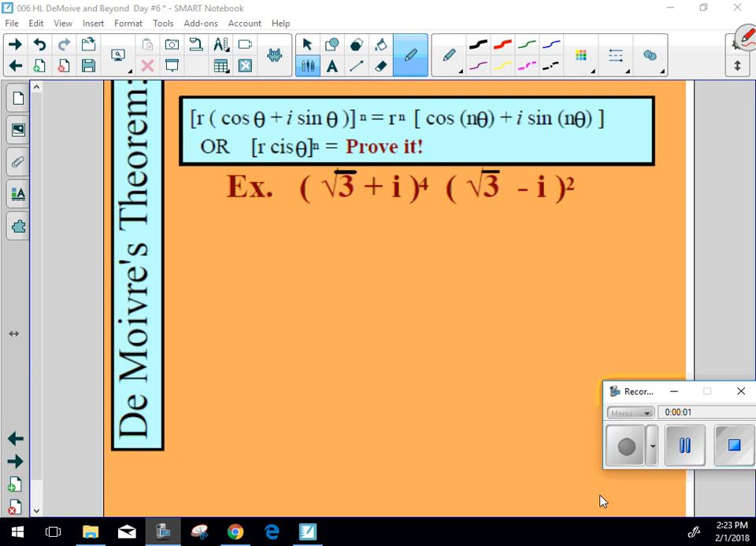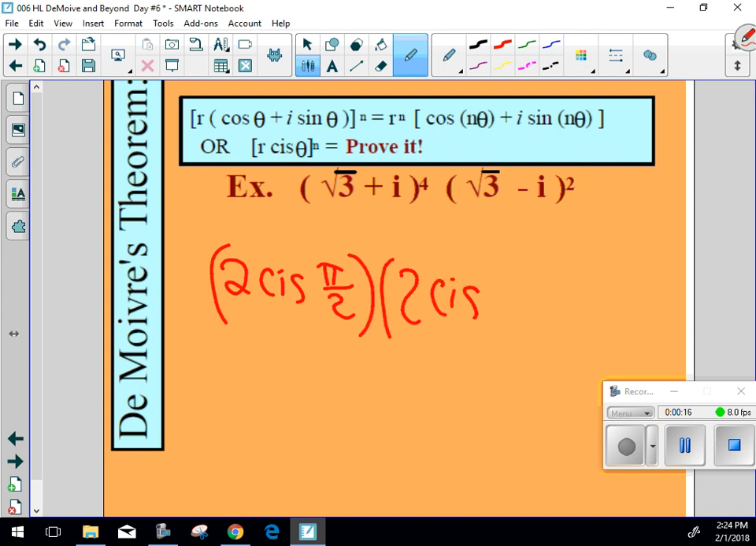Do some massive exponent and multiplying by some tricky stuff. So let's say I took 2 cis pi over 2 and I multiplied by 2 cis pi over 2. What would happen with the 2's? They're just 2 times 2, right? Or 2 squared. What would happen to the pi over 2's? Do you remember when we multiply, we do what with the arguments? Yeah, add them, right?